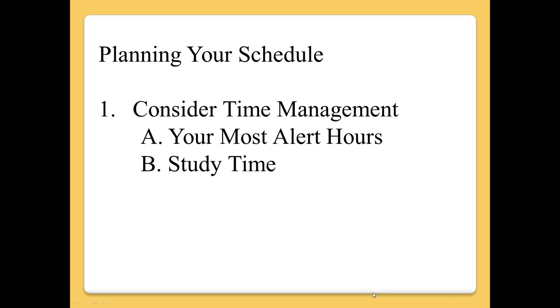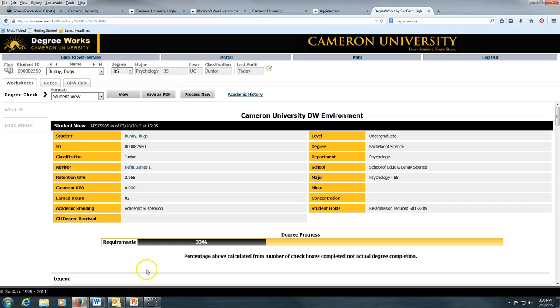And then I want you to think about time management. Your most alert hours for studying. If you're not a morning person, then perhaps 8 o'clock classes 4 days a week aren't the best for you. Plan out when are your best times for being alert and attentive in class. Think about the study times that you'll have. Sometimes it's nice to leave time between classes so you have time to go to the library or print some papers or go to the Center for Writers. So think about your schedule and how you're going to arrange it so that you're most efficient.